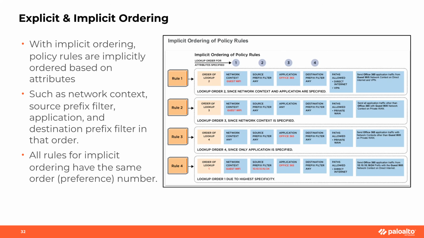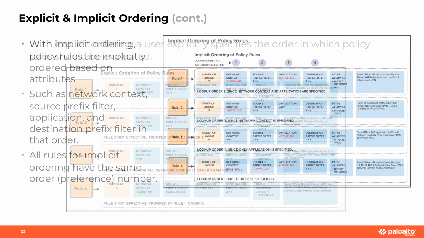By default, when you create a rule in the policy, it's going to create it with an ordering number of 1024. This is the standard number. And if all of your rules have the same order number, then we are going to look at the matches specifically to work out which policy rule we are going to apply to that particular traffic. This is what we call implicit ordering.